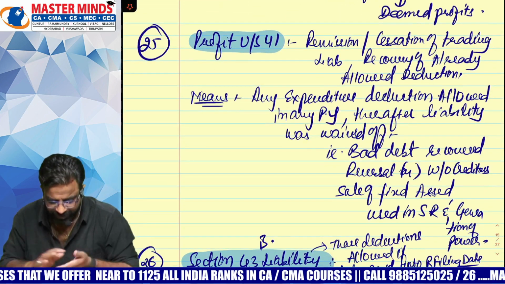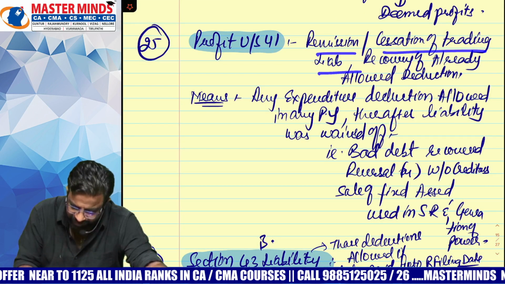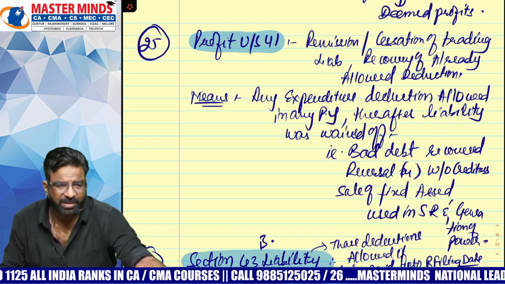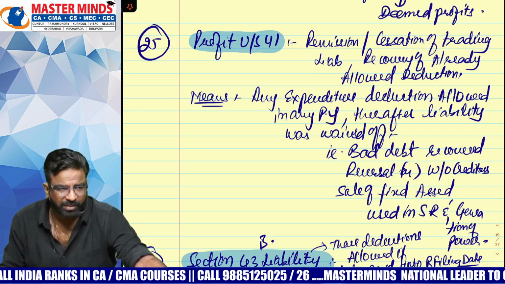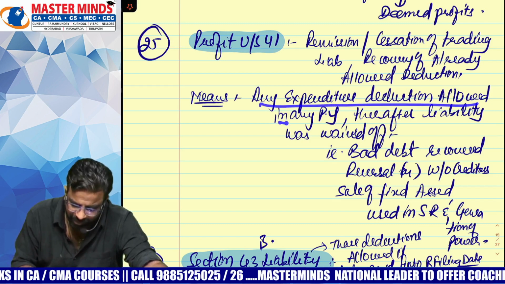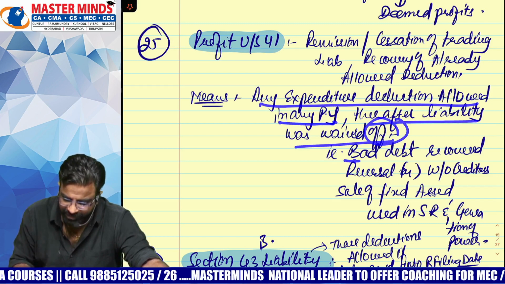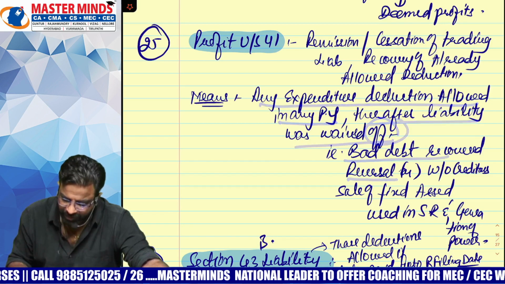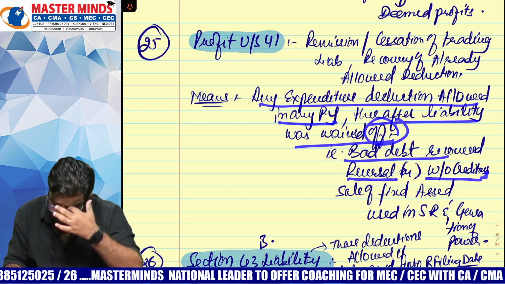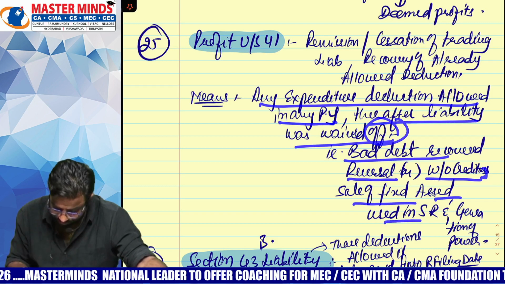Profit under section 41. Any remissions, cessation of trading liabilities, recovery of already allowed deduction. Like many times we have bad debt. Are you getting it? Bad debt recovery has happened or anything, meaning any expenditure deduction allowed in any previous year, thereafter the liability was what? Waived off. That is bad debt recovered, reversal. And with respect, sorry, what is this? Writing off of debtors and sale of fixed assets used in what?